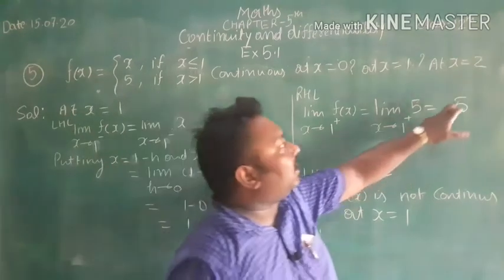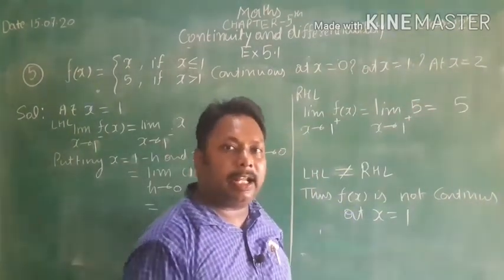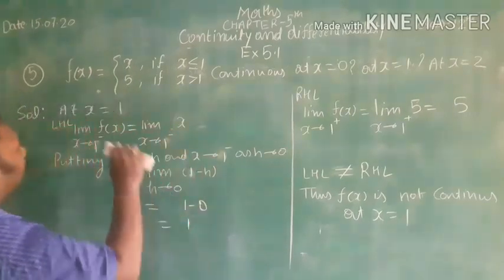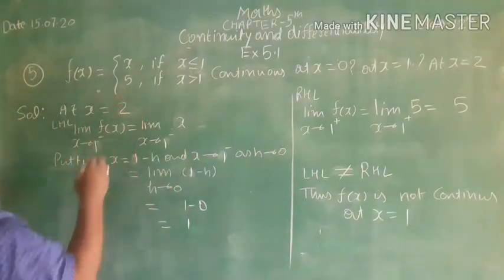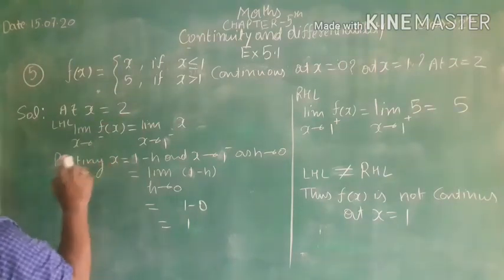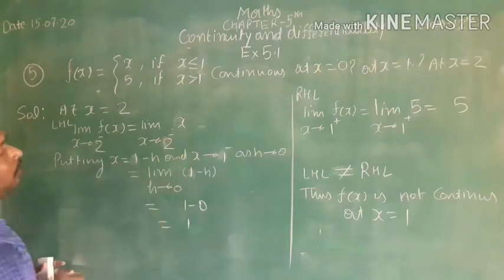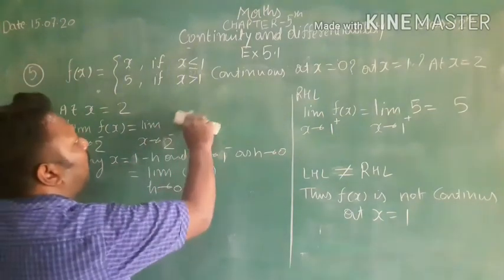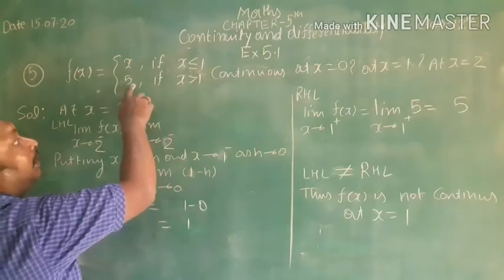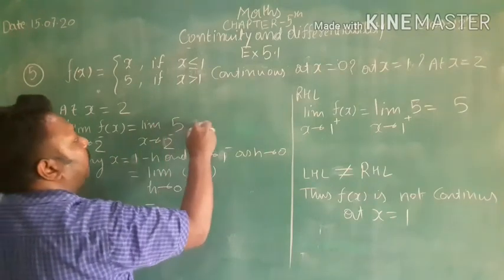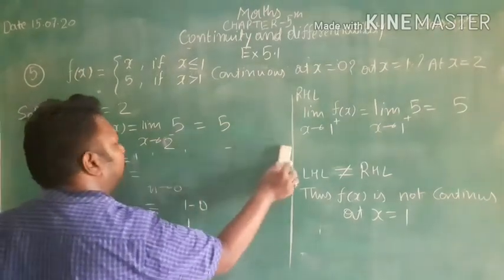Now we check the continuity at x = 2. At which point will we check continuity? At x = 2. So when we check the continuity at x = 2, we write down 2 minus, here we also write down 2 minus. For 2 minus, which function we take? We take x greater than 1, that is equal to 5. So value of the constant function, constant limit is 5.